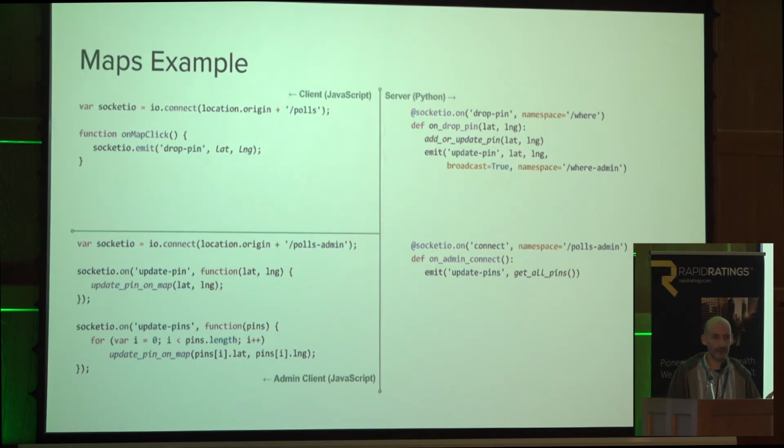So there are 2 client applications and 1 server, and I'm going to show you my side first. Again, there are 2 namespaces, so polls and polls admin. When polls admin connects, the server sends a list of all the pins that it keeps in memory, right? So that it can show an initial view of all of you, right? Not knowing anything, it needs the whole list.